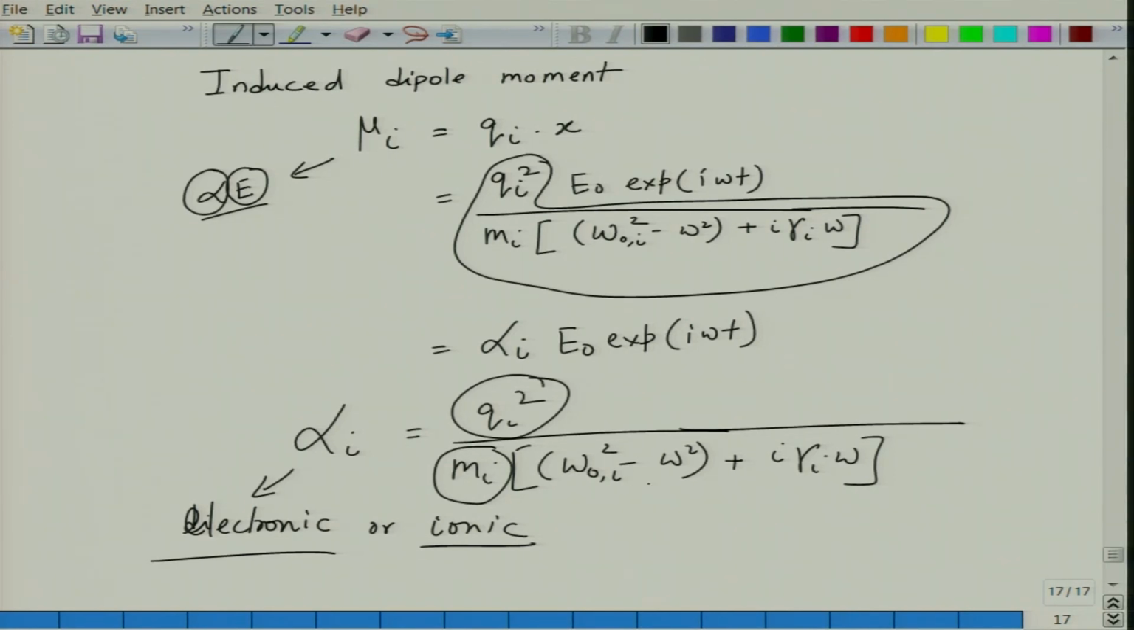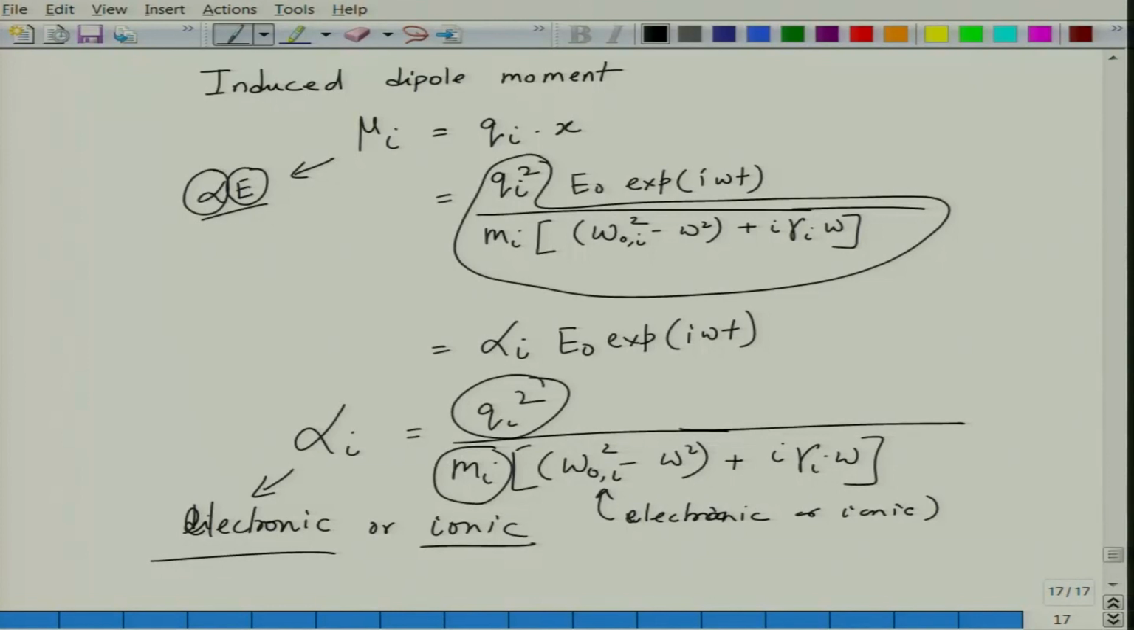What you also have here is the term omega naught squared minus omega squared, when omega is equal to omega_i for the corresponding species. So, this omega_i will mean either electronic or ionic. This is basically the characteristic frequency at which you will have an anomaly. The term will go to infinity, right? This is where the resonance will occur. So, when your omega is equal to omega_i for electronic and for ionic polarization, that is where you will have resonance.